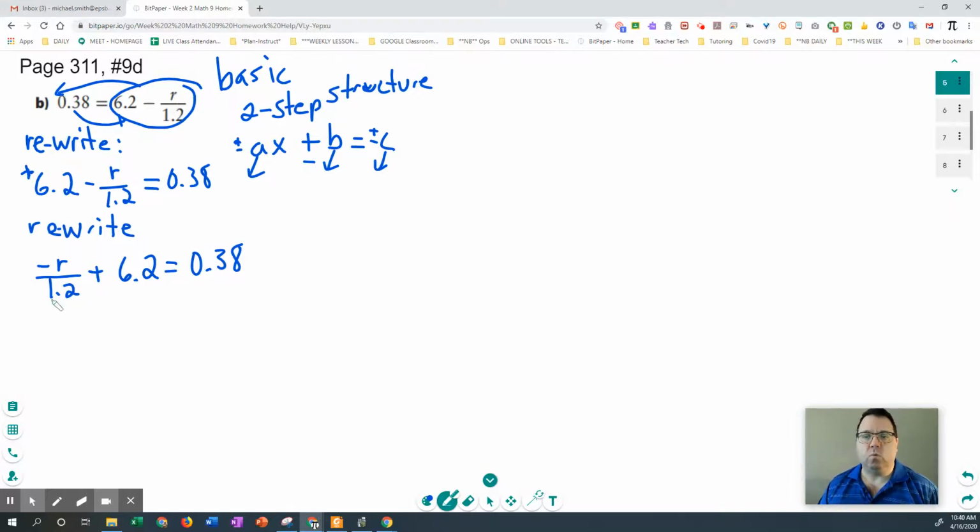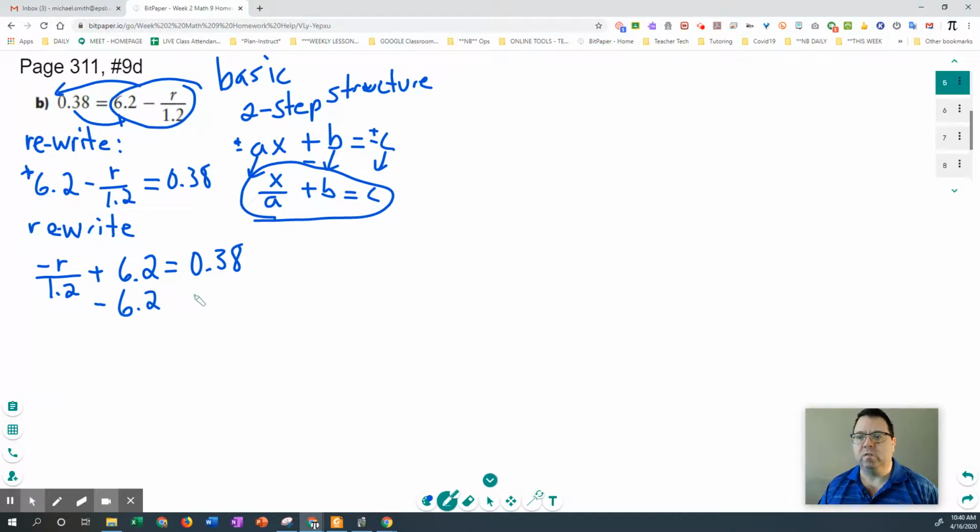Let's not get worried or freaked out just because it's division. Some of you may be noticing, hey, Mr. Smith, isn't this really x over a plus b is equal to some number c? And the answer is right. Yeah, this is the actual structure of this particular question. The coefficient of r happens to be a divisor or a denominator. It doesn't really change the strategies. Guess what we have to do? We have to deal with the constant first.